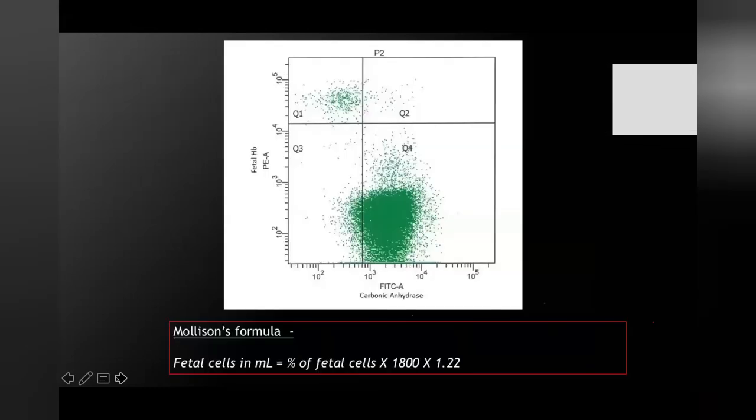Next, please. So here is a simple assay. On the y-axis carbonic anhydrase is taken, and on the x-axis, fetal hemoglobin is taken. Here you can see that most of these cells are the maternal red cells, which are expressing carbonic anhydrase but no HbF. But there is a population of fetal red cells expressing HbF but no carbonic anhydrase. Again, the percentage of fetal cells can be converted into the number of fetal cells in ml using Mollison's formula.